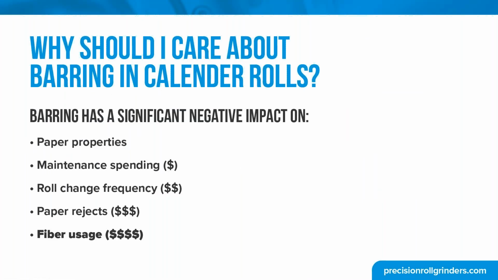So the first question you might be asking yourself: why should I care about barring in calendar rolls? Well, it's a great question. The reason you should care is because barring has a significant negative impact on paper properties, maintenance spending, the frequency that you have to change your calendar rolls, paper rejects related to barring, and the biggest impact, which not everyone thinks about, is that barring in calendar rolls can have a negative impact on fiber usage on the paper machine.